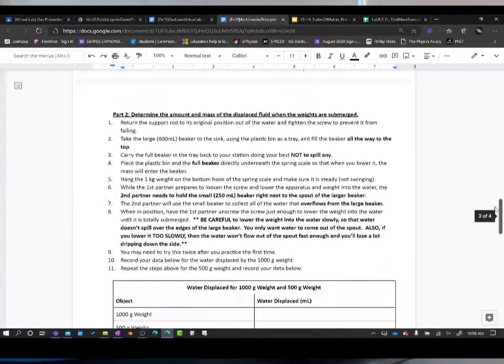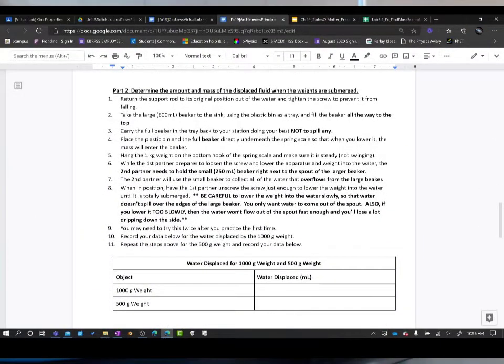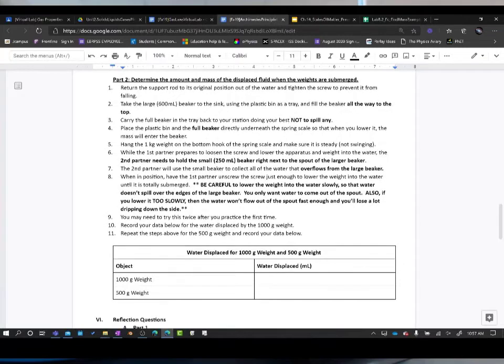Part two, we are going to look at the actual amount of water that is displaced or pushed out of the way by our object by letting our container overflow, and we'll collect the overflow amount, and we will record that over here for each of our objects, the 1,000 gram and then the 500 gram weight separately. We'll see how much water they push out of the way in milliliters. We'll use our graduated cylinders to collect that data. And an important thing you can remember here is that 1 milliliter of water has the mass of 1 gram.